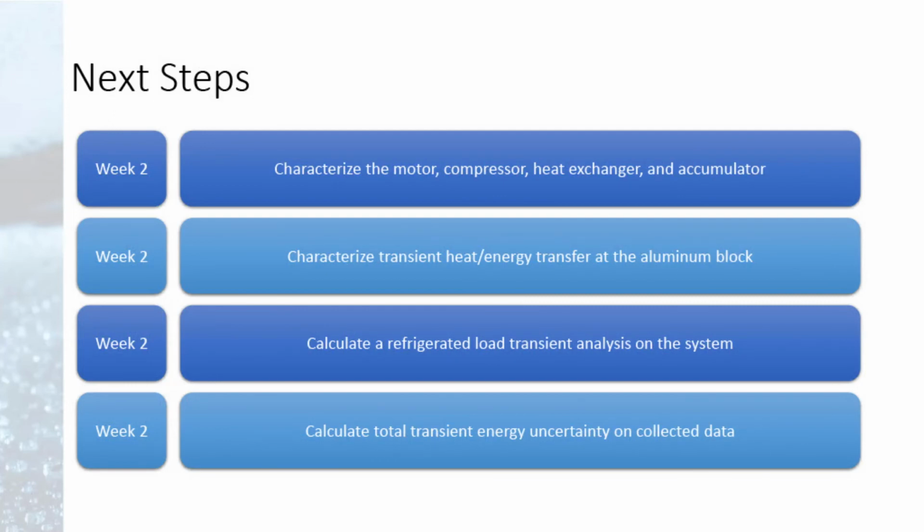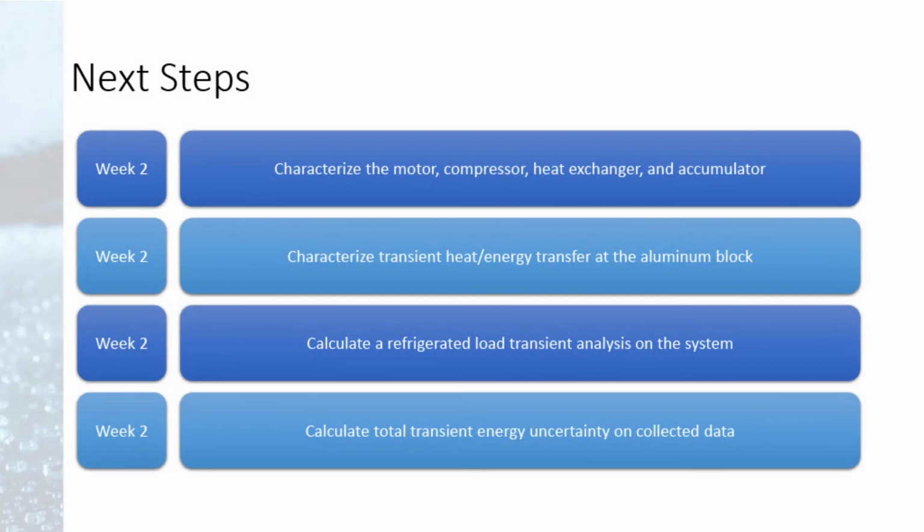Looking ahead to week 2, we will be experimentally characterizing the motor speed and the pressure relationship. The parameters of the heat exchanger and accumulator will also be characterized through experimentation. Additional pressures between 0 and 40 psi will be taken as needed to construct a good model of the steady-state relationship between motor speed and pressure.